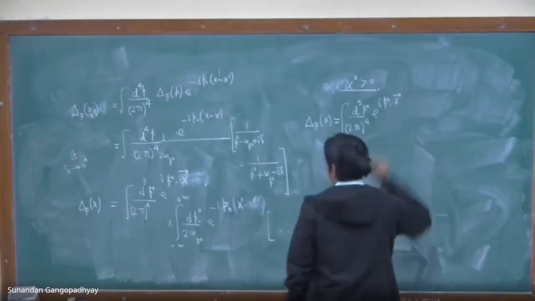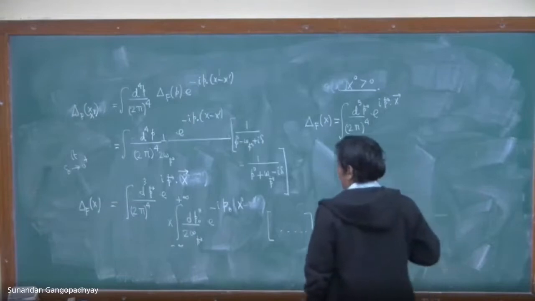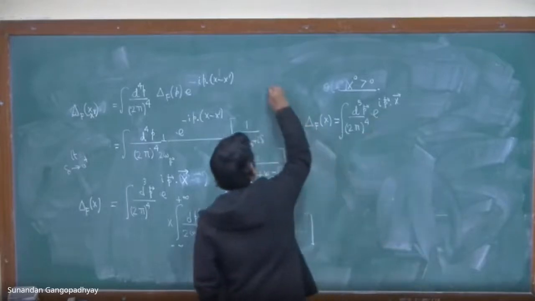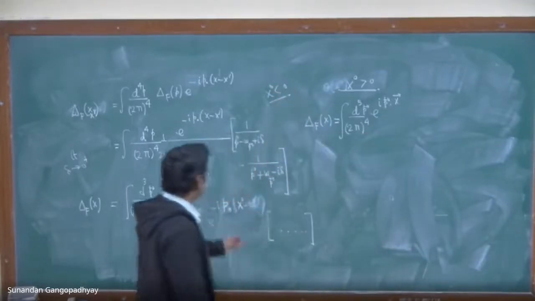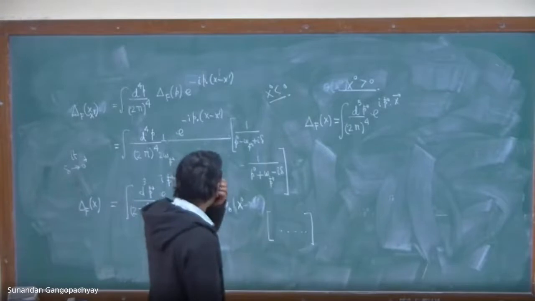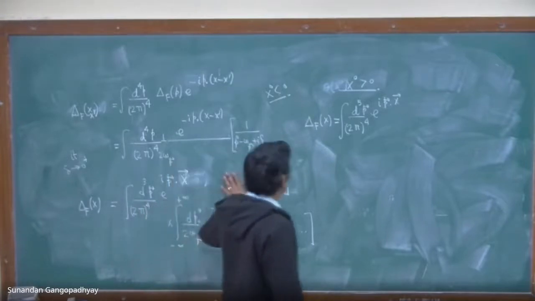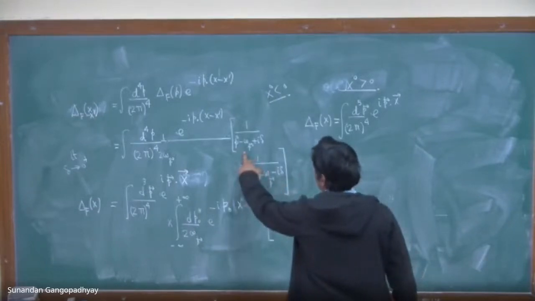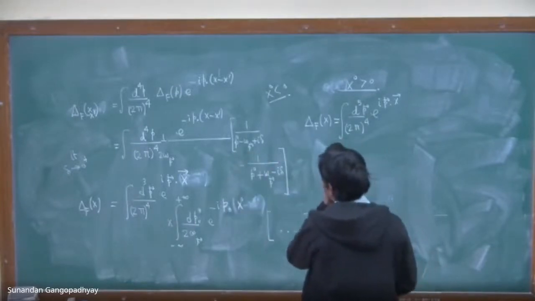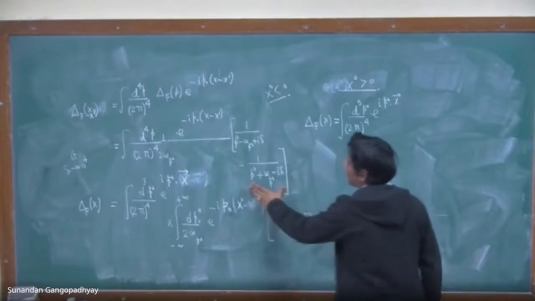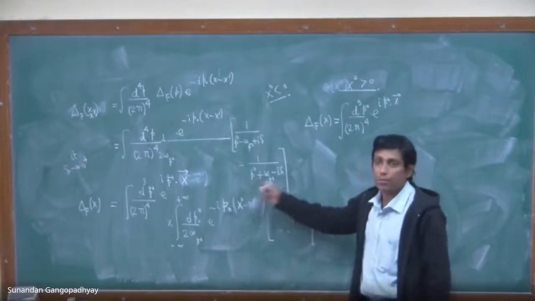And the other case is x0 less than 0, where you have to close the contour in the upper half plane. So what this will give us is the following. When you close the contour, it encloses this pole, and this term will be 0. This term will be 0. So what we shall finally have is the following.